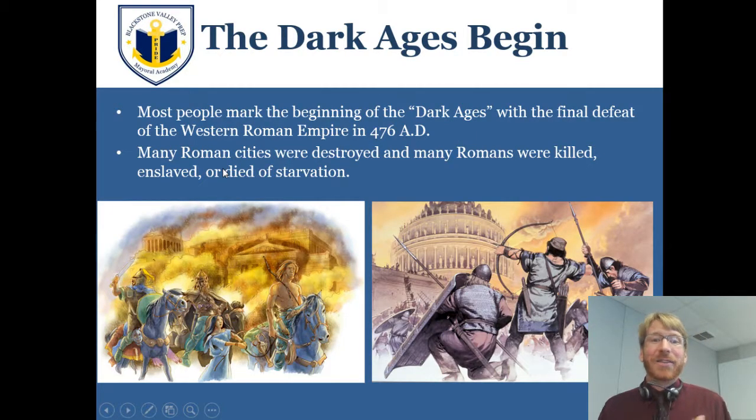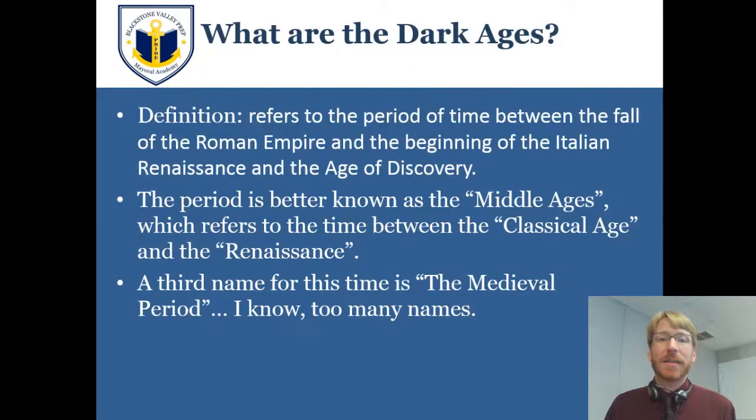During this destruction, a lot of Roman cities were destroyed. Many of the Romans were killed. We see a huge collapse in the Roman population, fewer people being able to live in these cities, and it's just not a good time. Now, the Dark Ages begin here, but it's important for us to define this.